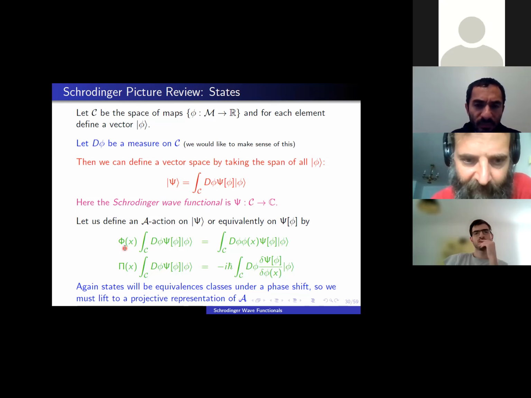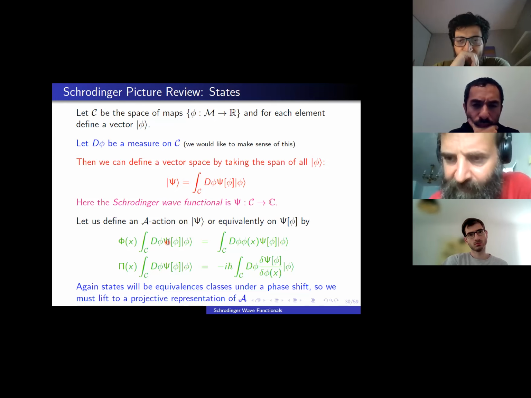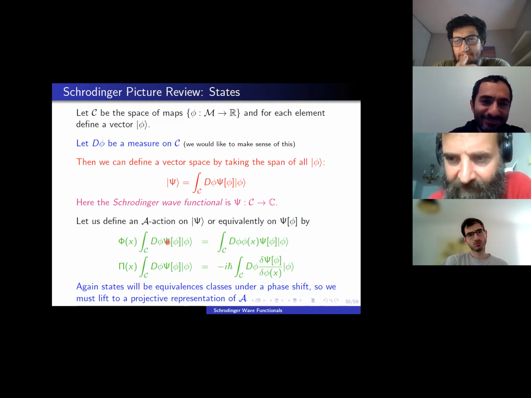So it's just like in quantum mechanics, it's diagonal in the phi. So phi acting on it gives you this phi eigenvalue, and pi acting on it just acts by derivatives. And again, because there's a one-to-one correspondence between the Schrödinger wave functionals and the vectors, you could turn this into an action of phi and pi, of your algebra A, on the wave functionals. So any questions about this huge, marginally ill-defined vector space and its A action?